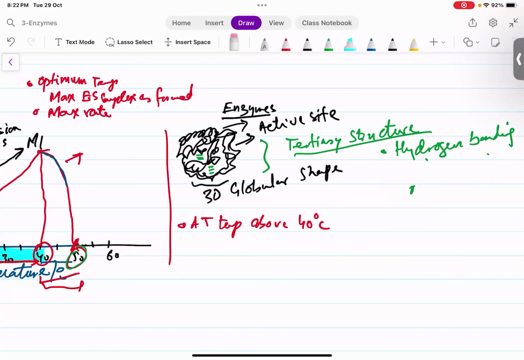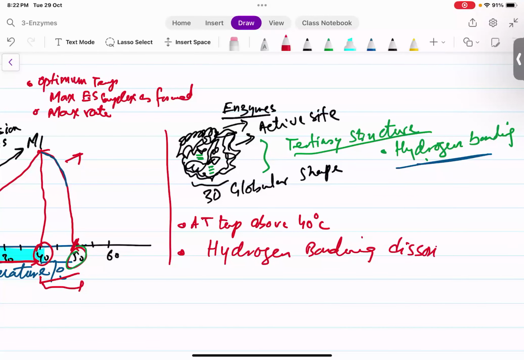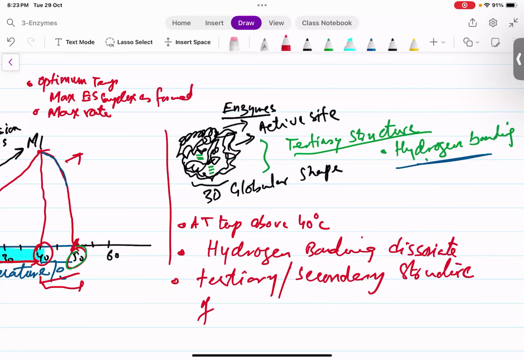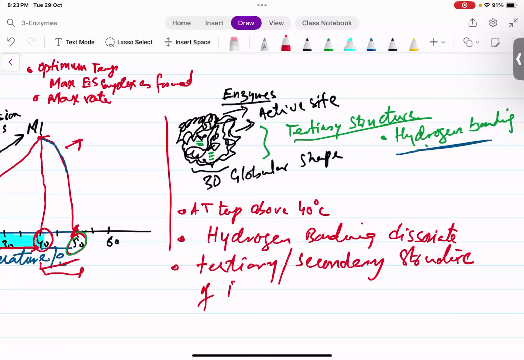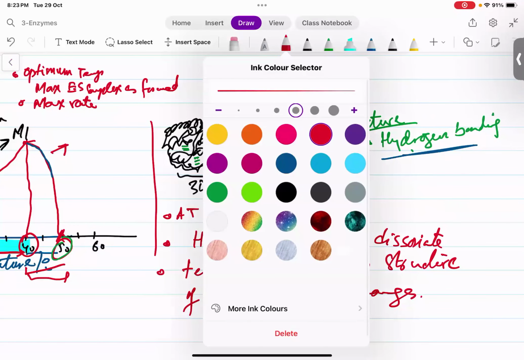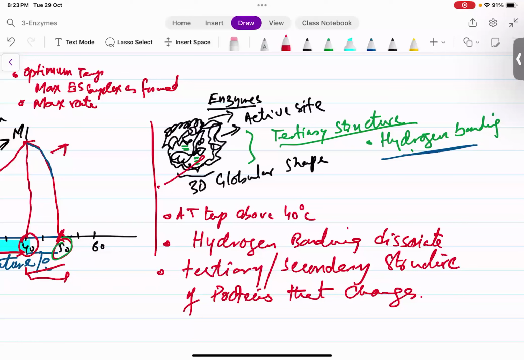So if we increase the temperature, this hydrogen bonding dissociates. So consequently, what will happen? Consequently, the tertiary structure, even the secondary structure, tertiary and secondary structure of enzymes or proteins, that changes. Okay, so as a consequence, if the structure changes, like these hydrogen bonds from here dissociate, this shape may change into some different shape.